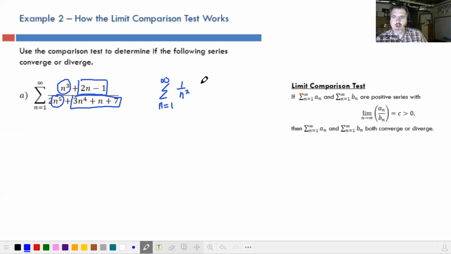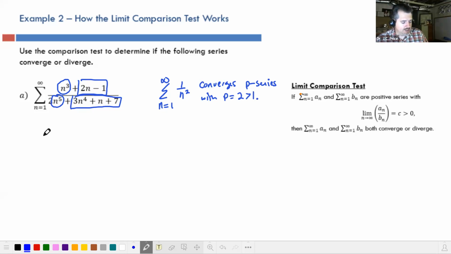And 1 over n squared converges because it's a p series with p equal to what? So with p equal to 2, which is bigger than 1. And so I have a p series with p equal to 2, bigger than 1, so I know it converges. And so I'm going to compare it to that.